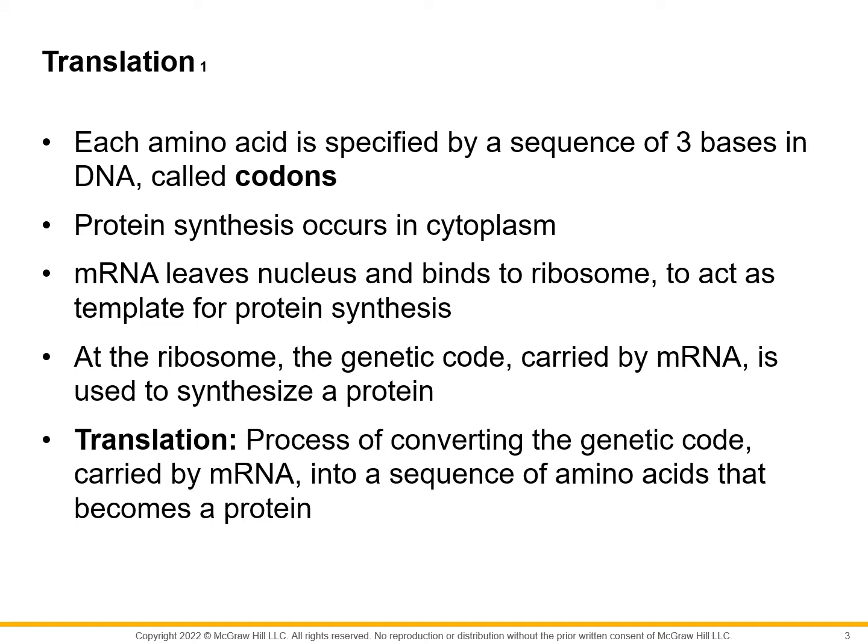Once we make this copy, the messenger RNA is going to go out and find a ribosome, because the ribosome is the place where we synthesize the protein. And at that point, we go through what is called translation. It is the process of converting the genetic code carried by RNA into a sequence of amino acids that can become a protein. So I say that translation is making it useful.